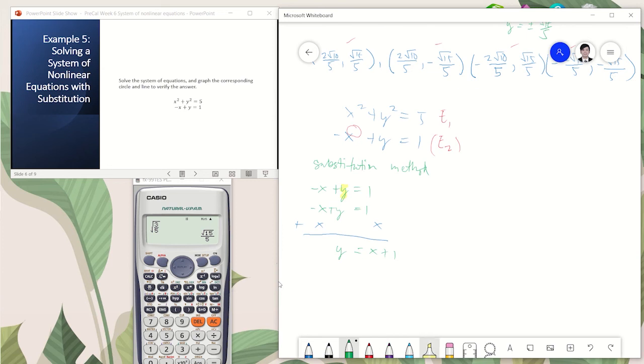So y is already isolated. Therefore, we can have equation 3 in here for this one. What we need to do next is substitute equation 3 to either of the equations. Not either, sorry. Equation 1, because equation 3 is from equation 2. So equation 1 is x squared plus y squared is equal to 5. And y is x plus 1.